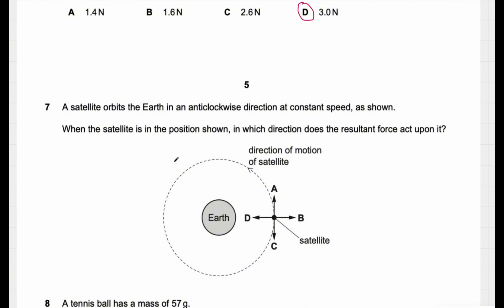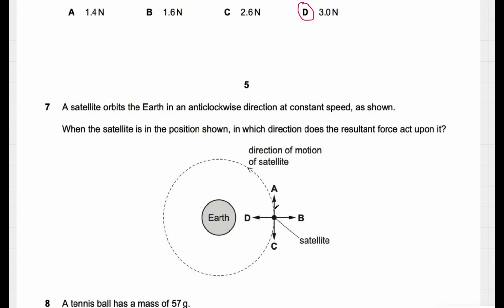Now we say a satellite orbits the Earth in an anti-clockwise direction at a constant speed. Yes, always. Anti-clockwise means it's going this way, in the opposite direction of the clock. The satellite is rotating around the Earth like this in the anti-clockwise manner. When the satellite is in the position shown, in which direction does the resultant force act upon it?